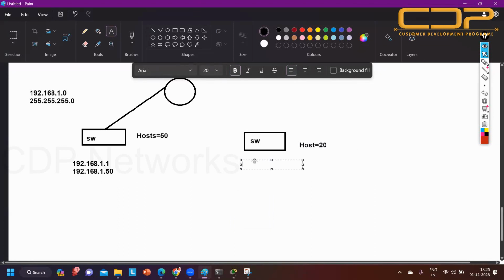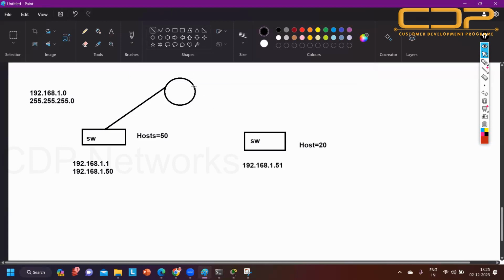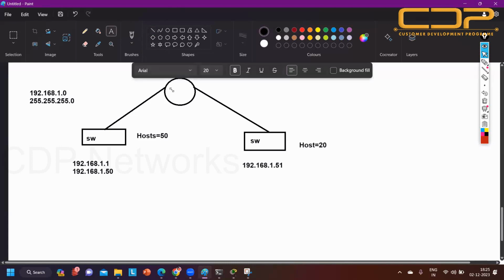So can I assign IP addresses to machines from the same network? Let's say this switch is connected with one router here like this. Both networks are directly connected with each other. This is my router R. And can I assign 192.168.1.51 to a computer in the network on the right side?